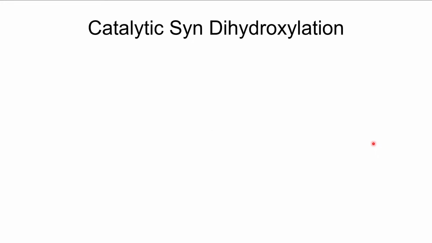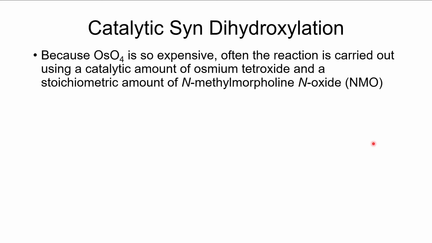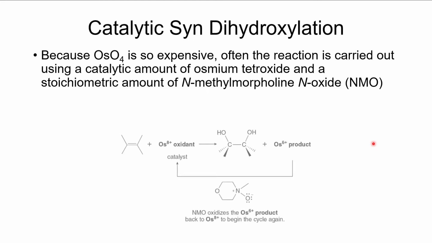We can get catalytic syn dihydroxylation. As I mentioned a little bit earlier, osmium tetroxide is really expensive. And so rather than using a stoichiometric quantity of that, you can use a catalytic amount of the osmium tetroxide and a stoichiometric amount of the N-methylmorpholine N-oxide, NMO. And this NMO is very effective at converting our osmium 6 product back into our osmium 8 product. I'm not going to show the mechanism for that, but you can just trust me, it does work.